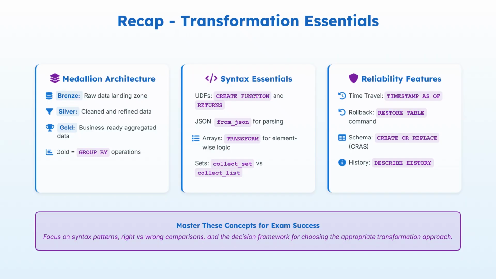Let's recap. Bronze is for raw data. Silver is cleaned and ready for analysis. Gold is aggregated for business insights. Remember the essentials. UDFs need correct structure. JSON parsing is a two-step process. Arrays use transform. Sets use collect_set. And Delta Lake features include time travel and restore.